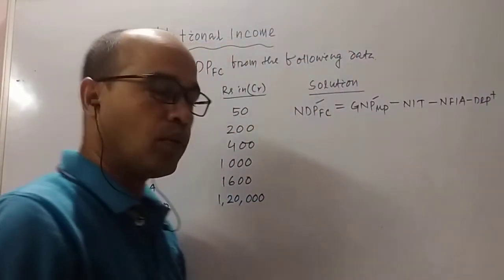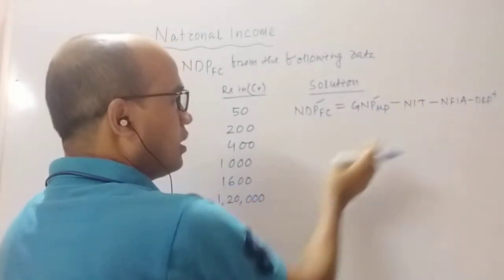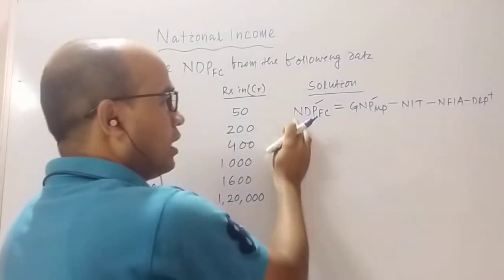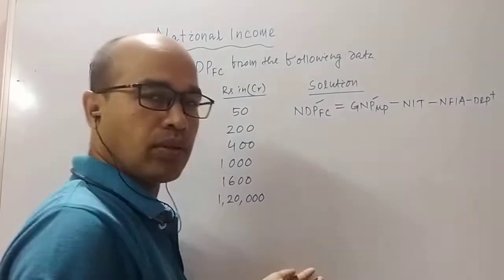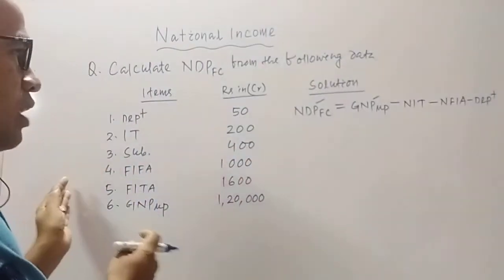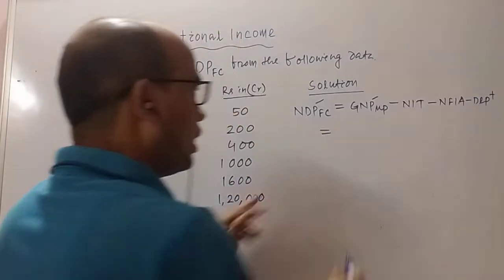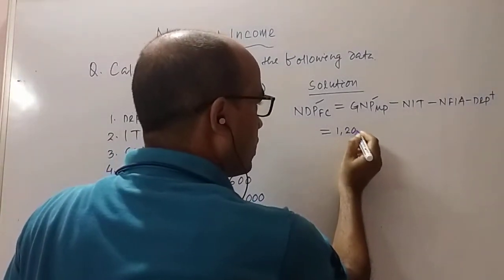Are you getting? Once again, FC is equal to MP minus NIT. Domestic is equal to national minus NFI. Net is equal to gross minus depreciation. Okay. So after that, what will we do? Now you put the data that is given in the question. Okay. GNPmp, how much is given? Now 1,20,000.